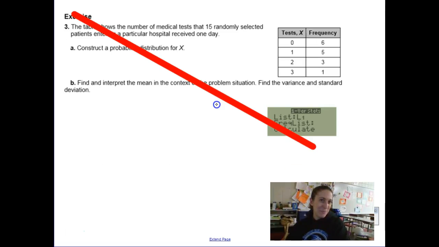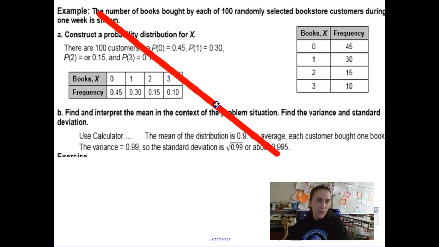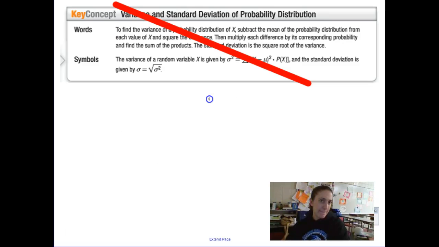Where do we pick up again? Oh my gosh, this is all crossed off. I don't think we're going to cross this off in class. Let me come back. Where do we begin? Let's see.